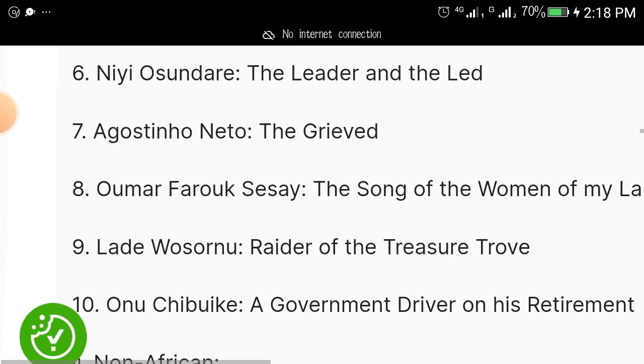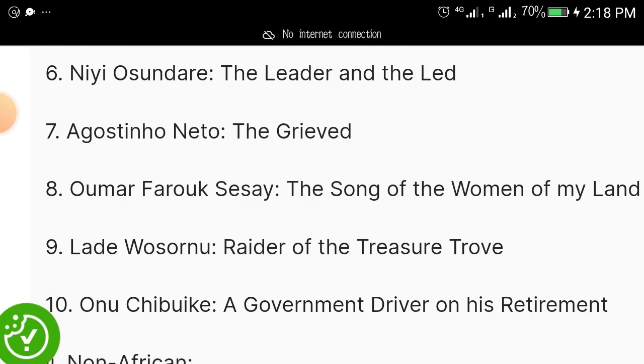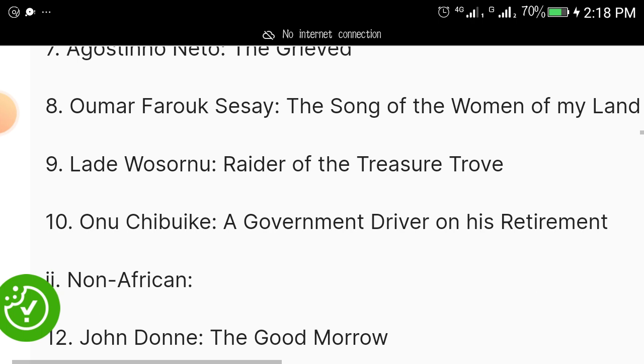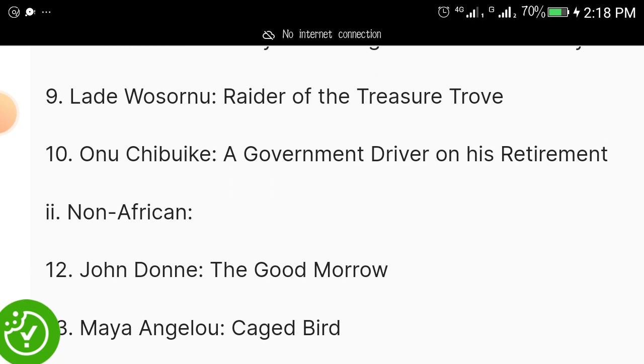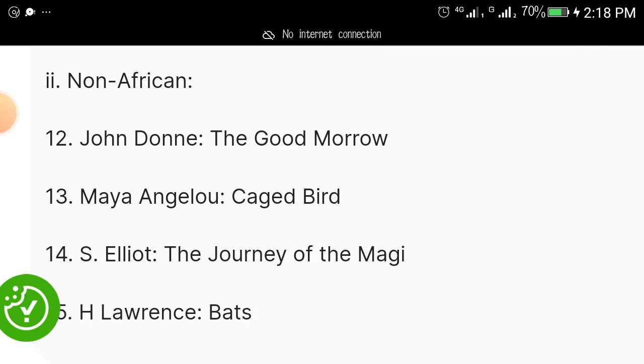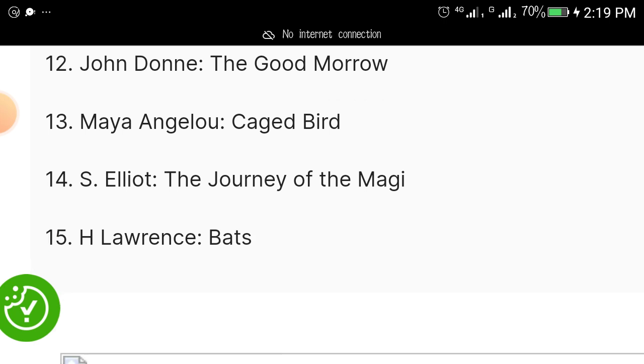Then we have The Song of the Woman of the Land by Omar Farouk Sesay. Reader of the Treasure Trove, Lede Wosono. Then The Government Driver on His Retirement by Onu Chibuike. Non-African poetry is The Good Morrow by John Donne. Caged Bird by Maya Angelou. The Journey of the Magi by T. S. Eliot. Then you will now have H. Rollins Barthes.